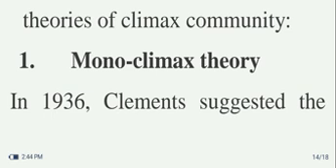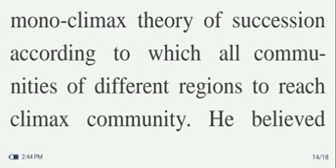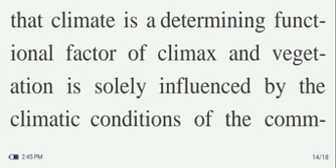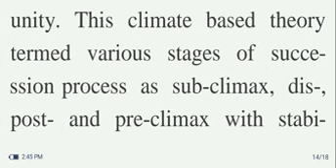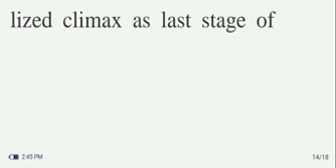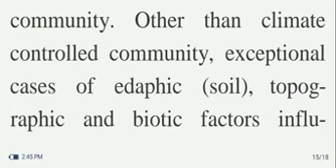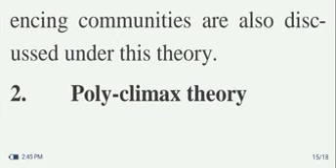Monoclimax theory. In 1936, Clements suggested the monoclimax theory of succession, according to which all communities of different regions reach one climax community. He believed that climate is the determining functional factor of climax and vegetation is solely influenced by the climatic conditions of the community. This climate-based theory termed various stages of succession as subclimax, post-climax and pre-climax, with stabilized climax as the last stage of the community. Other than climate-controlled communities, exceptional cases of edaphic, topographic and biotic factors influencing communities are also discussed under this theory.